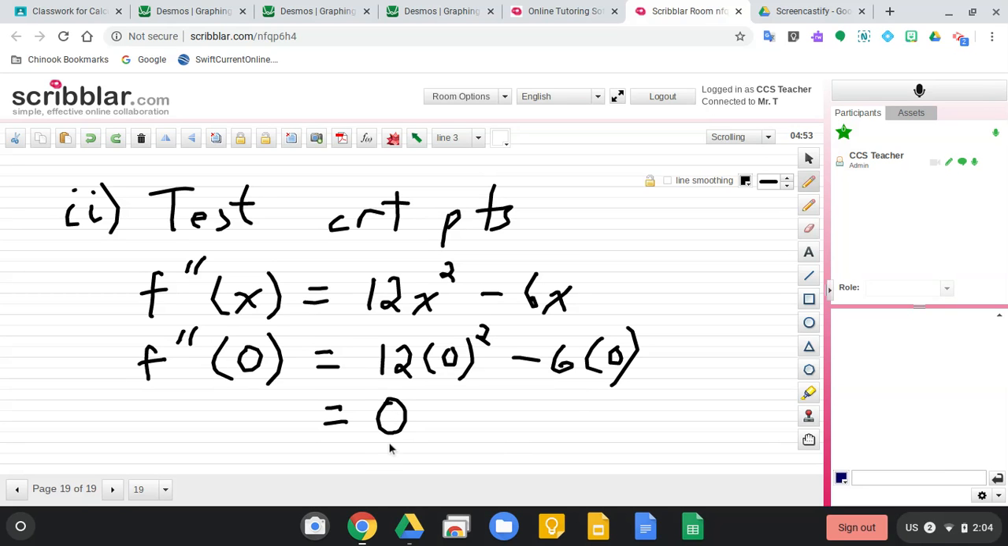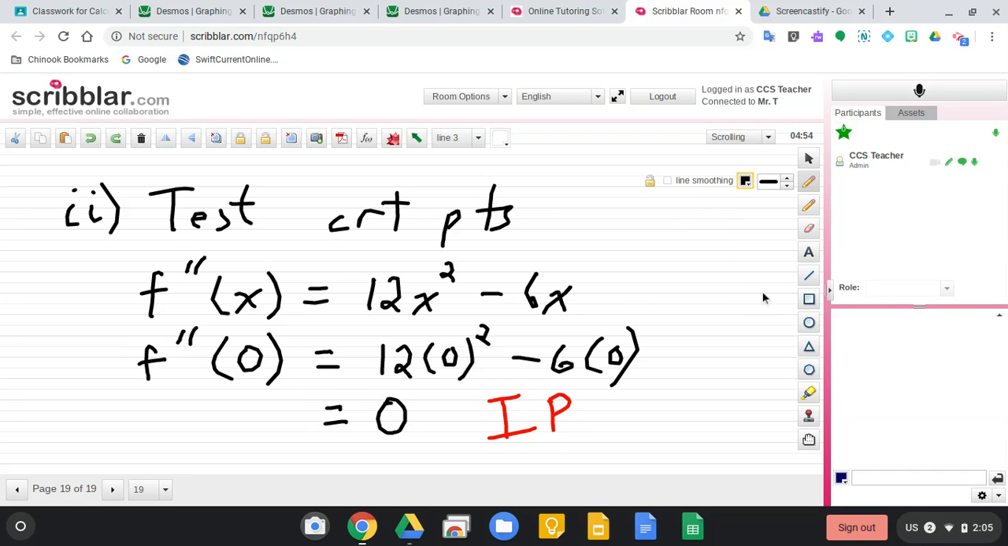Now, when we're doing the second derivative test, we're always looking for a positive or a negative answer. A negative answer tells us maximum. A positive answer tells us minimum. Well, 0 is neither positive nor negative. So my question is, if the second derivative test gives an answer of 0, what does that tell us? Well, that tells us something extremely important. This wasn't a critical point at all. It was an inflection point, because that's how we find inflection points.